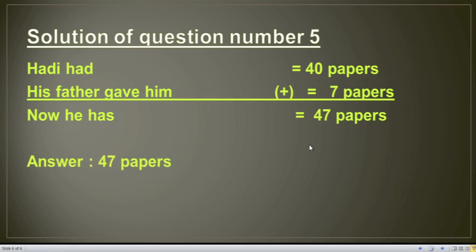So dear students, I hope you all understood all the summations, all the additions which I described to you. I hope you all understood the problems, the questions and the solutions which I displayed to you. In the next video, I will try to solve other types of mathematics, other types of questions.